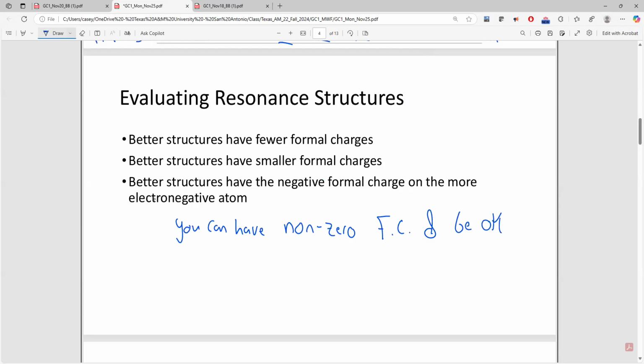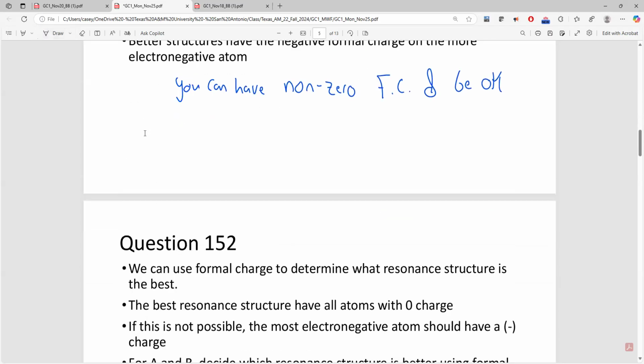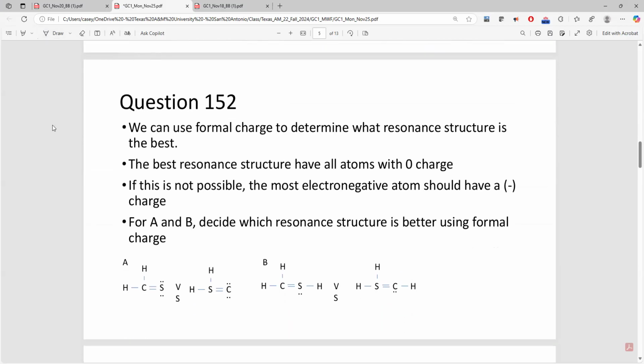But we have to make sure any negative charge is on our electronegative atom. So here's a question. I want you to try this out. I have 2 examples here. I want to know left and right in A, what is the better Lewis structure? Left and right in B, what's the better Lewis structure? Use formal charges, right? Even if you can just look at this and see, use formal charges.